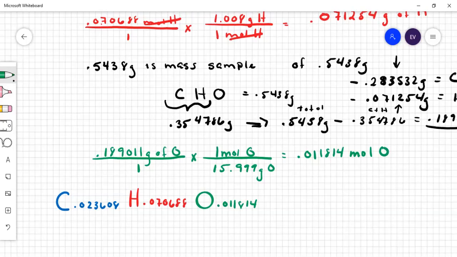Everything that we did above, that's all the stoichiometry part. The empirical formula begins now, right? So now what we got to do is we got to divide by the smallest quantity. In this case, it's going to be this guy right here, 0.011814. All right.